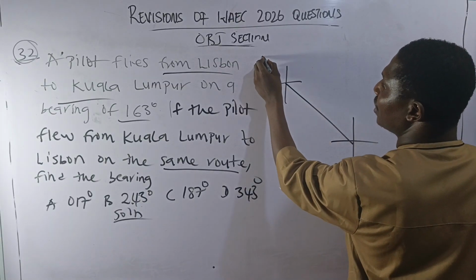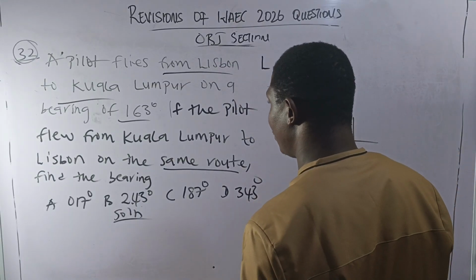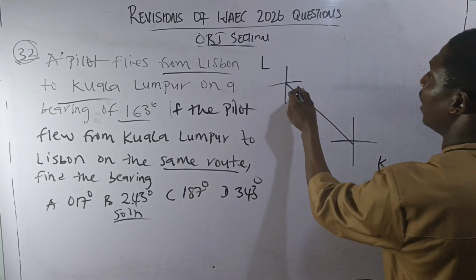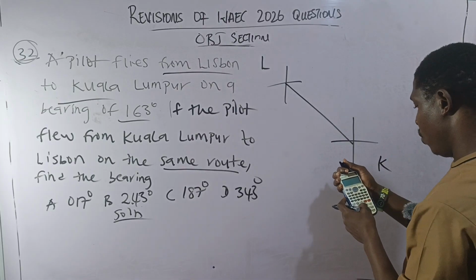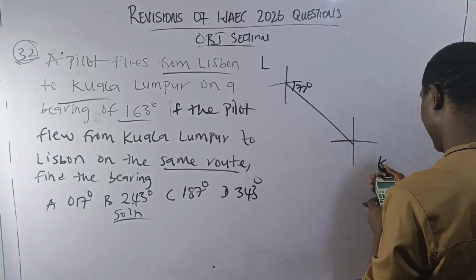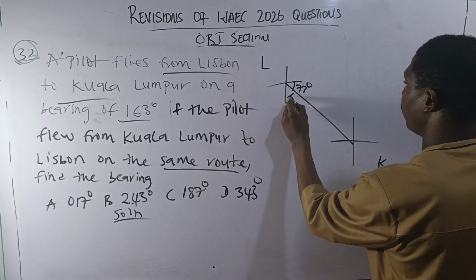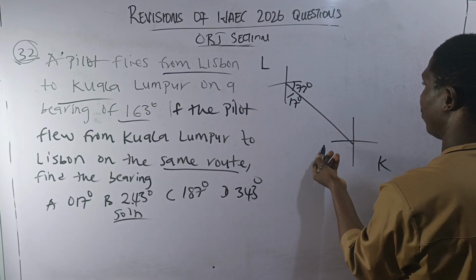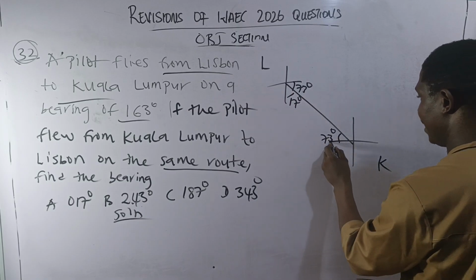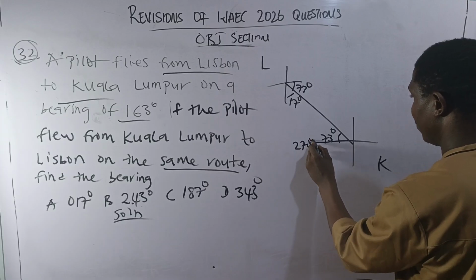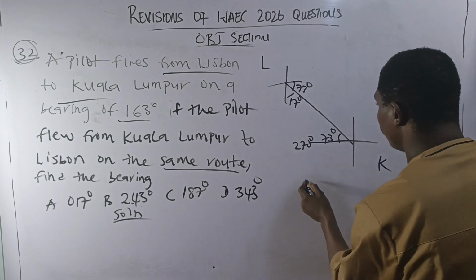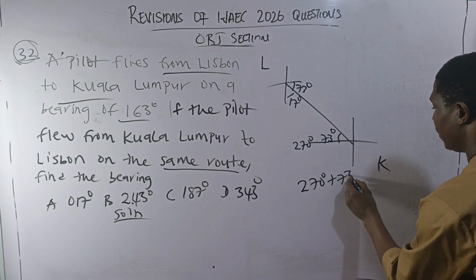And we have this is Lisbon. Then the other is Kuala. And if I have 163 minus 90, I'll have 73 degrees here. And 90 minus my answer will give me here to be 17 degrees. And these two they are alternate, so here should be 73 degree. If this is 73 degree and this is west is 270 degree, I'll simply have the reverse bearing to be 270 degree plus 73 degree.